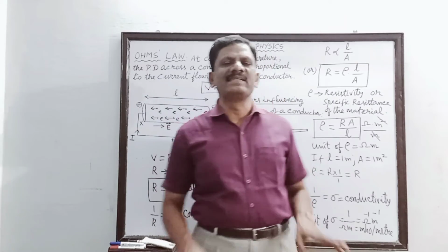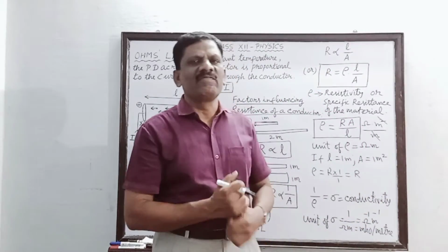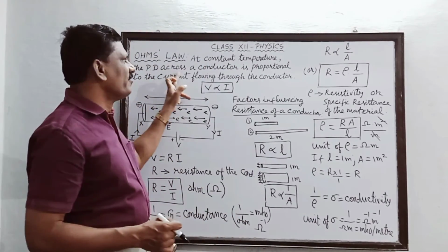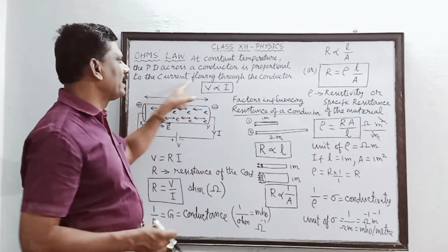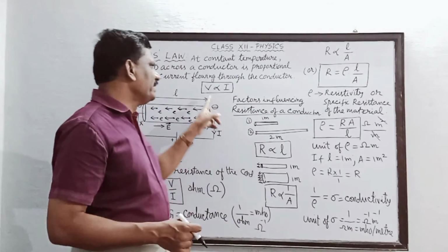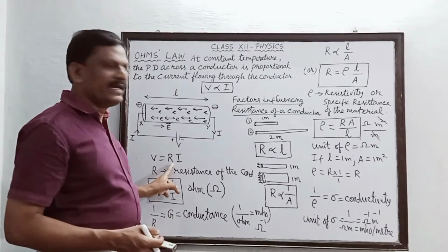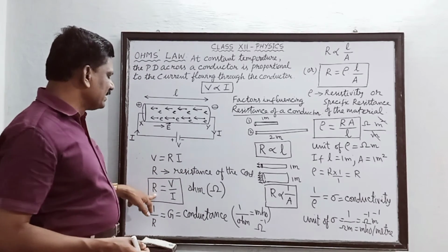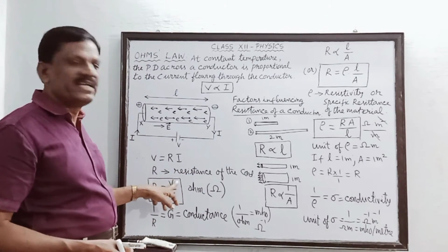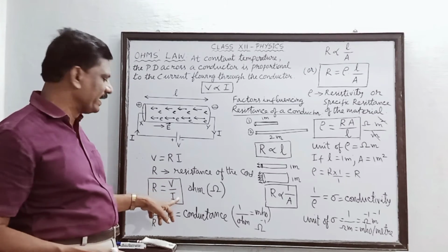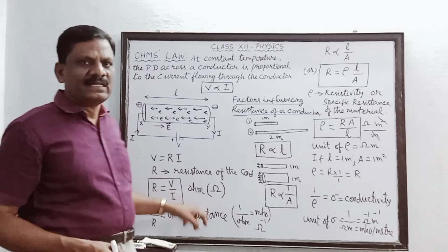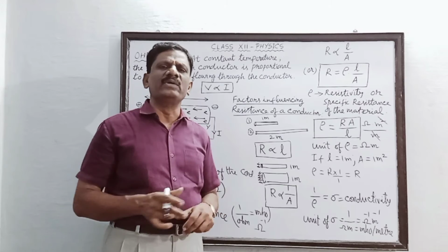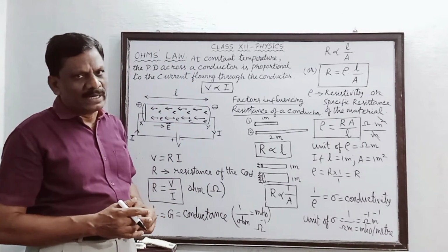Okay students, let us summarize what we have studied here. The statement of Ohm's law: at constant temperature, the potential difference across a conductor is proportional to the current flowing through the conductor. That is, V is proportional to I, or V is equal to a constant of proportionality R into I. From this expression, the resistance of the conductor R is equal to the ratio of the potential difference and the current flowing through the conductor, and its SI unit is ohm. The reciprocal of the electrical resistance is called the conductance G, and its SI unit is ohm power minus 1.